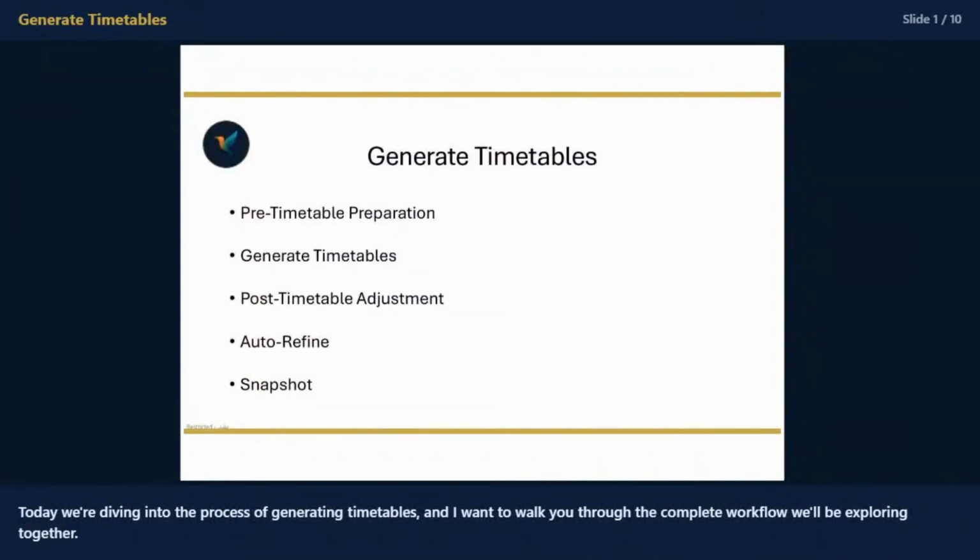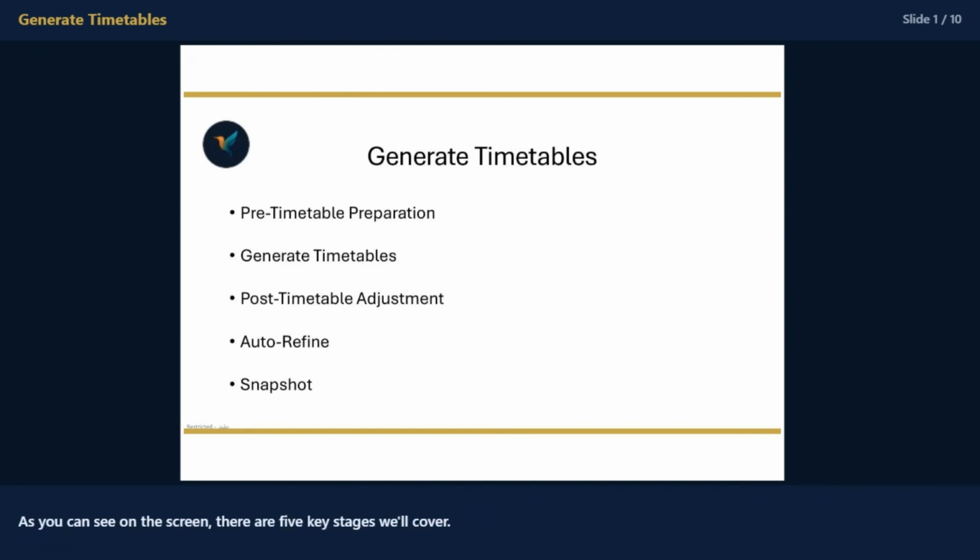Diving into the process of generating timetables, I want to walk you through the complete workflow we'll be exploring together. As you can see on the screen, there are 5 key stages we'll cover. We start with pre-timetable preparation, where we set up all the constraints and requirements. Then we move into the actual generation of timetables using algorithms. After that comes post-timetable adjustment, where we fine-tune our results.